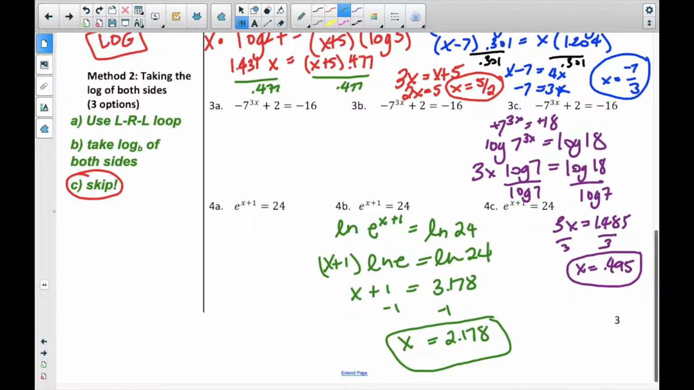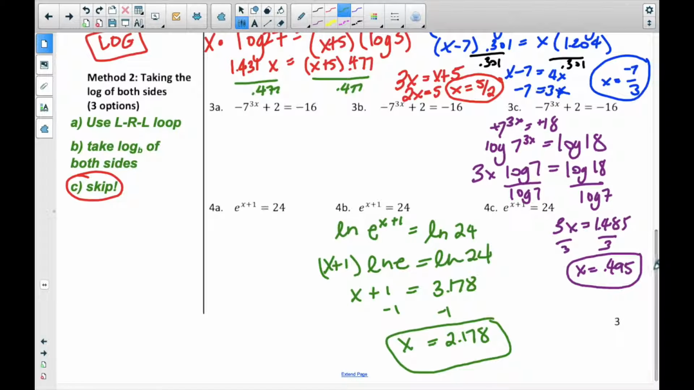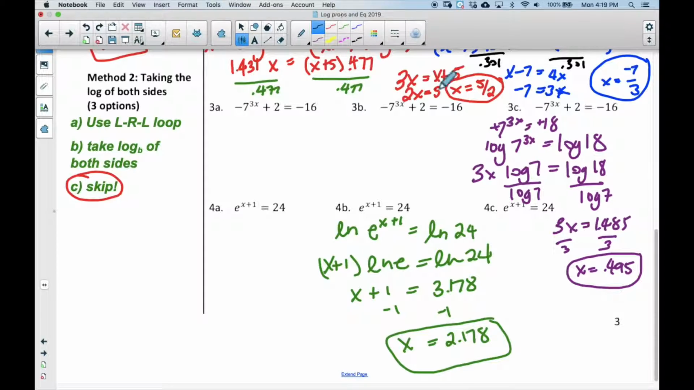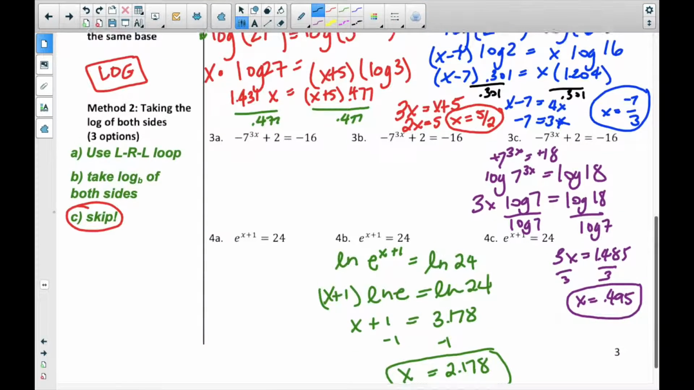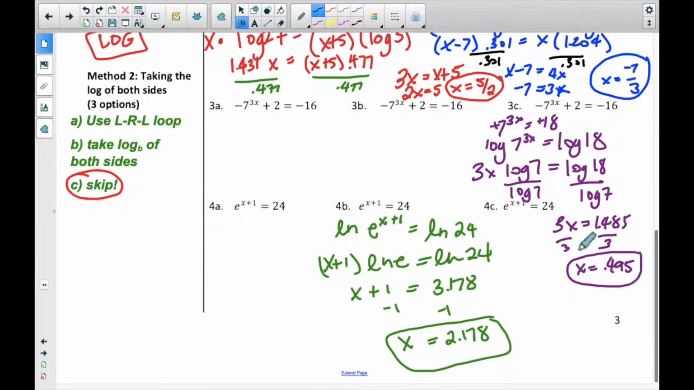One last thing I might address is some people asked a good question when we were studying this unit, and that is, how do I check my answer? On these, you can check it by plugging it back in. Just take that 2.178 and plug it in for the x, and so take e to the 3.178 power and see what you get, and you should get pretty close to 24. Same thing here, just take this 0.495, plug it in for x, work it out, it should come out to be close to negative 16.